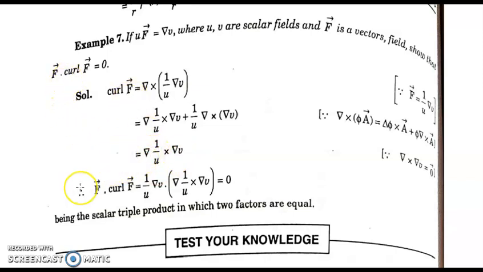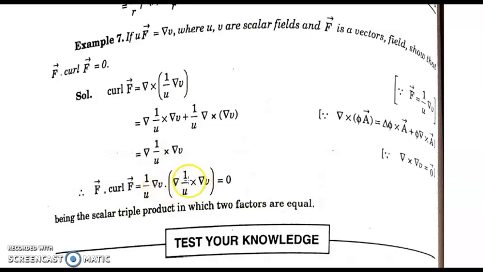Now you need to find f dot curl f. f dot curl f is 1 by u del v dot del 1 by u cross del v. So 1 by u is a scalar. This is of the form a dot b cross c. This is a scalar triple product. So when we interchange the components, the triple product will be equal. So on interchanging components, you will get del 1 by u dot del v cross del v.